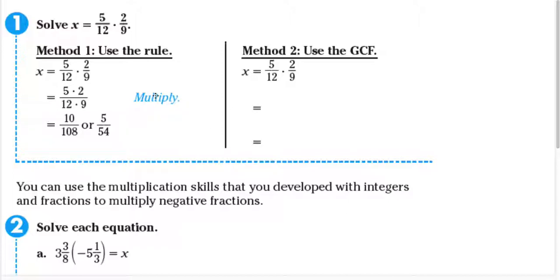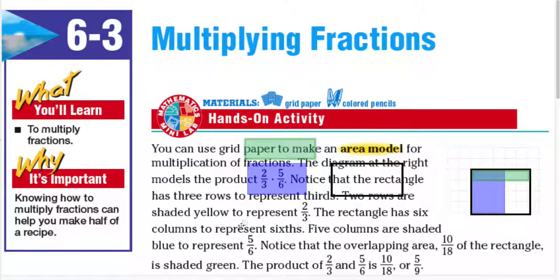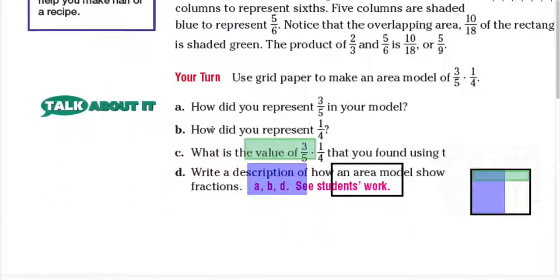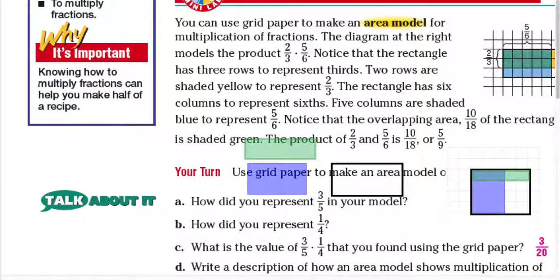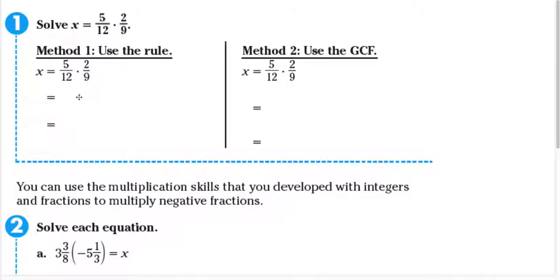It says there, if there are common factors, we can cross cancel. Let's undo that and do this. Go back here. So we have 5 over 12 times 2 over 9. That didn't work out well. So what we want to do is find common factors, GCF in this case.